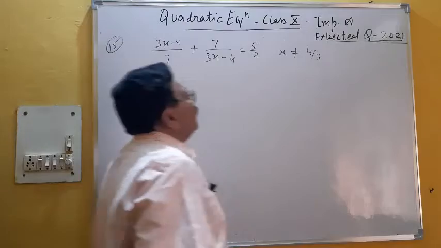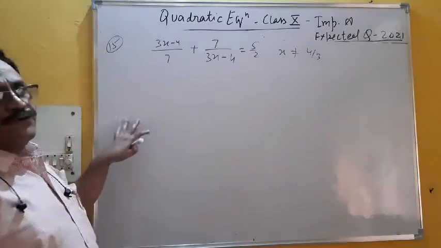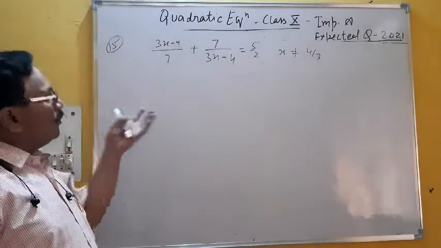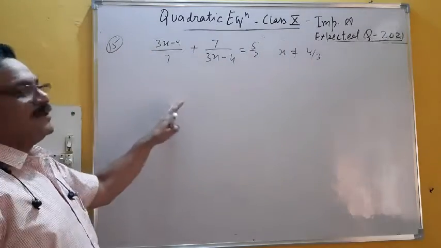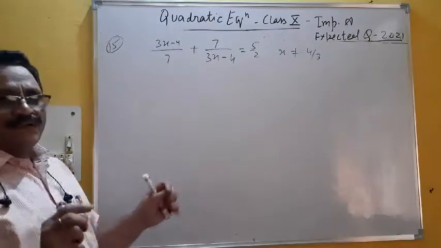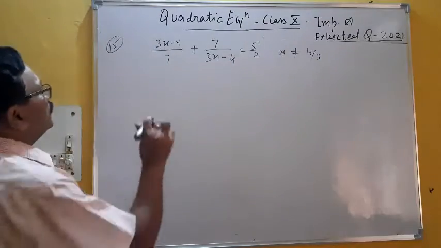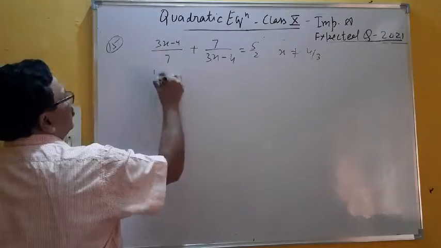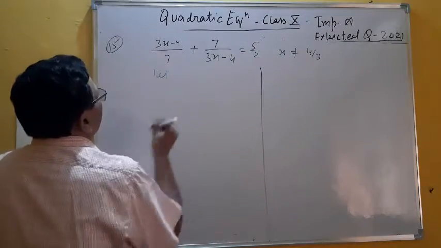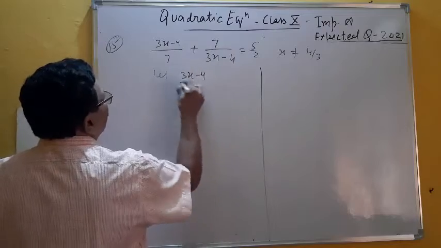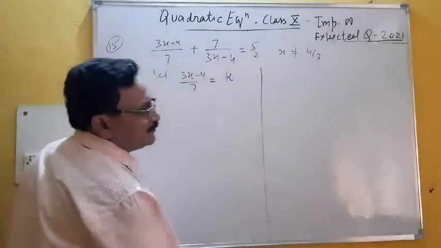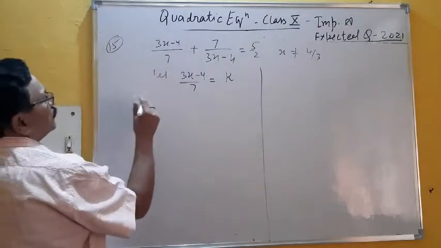See, this is another important question. It is a very good question from the examination point of view. You can solve by taking the LCM directly and multiplying, no problem. I know you can solve, but I am telling you an easier way. What to do, children? First, suppose that 3x minus 4 upon 7 is equal to k. Anytime you can suppose this. So you will find how easy the question becomes.